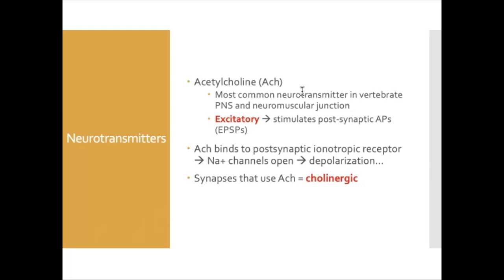Acetylcholine, as it turns out, binds to ionotropic receptors. Acetylcholine receptors are ionotropic. Sodium channels open. Sodium rushes into the postsynaptic neuron, and depolarization occurs. Now, any synapse that uses acetylcholine as the neurotransmitter gets a name. We call that a cholinergic synapse.